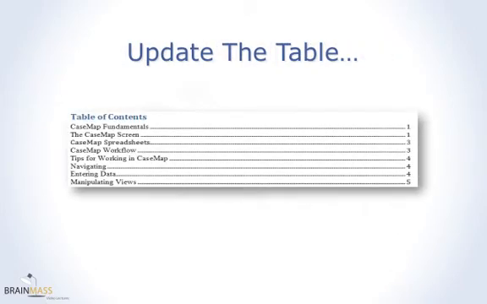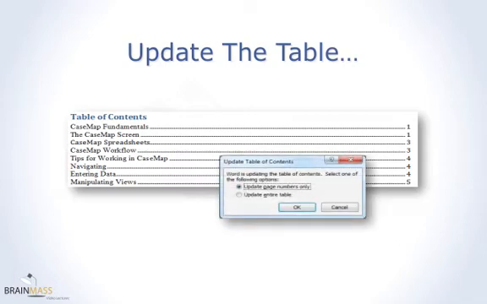In order to update the table, you'll want to locate it at the top of your document. Keep in mind that when you insert it, it inserts it exactly where the cursor is blinking. So typically this is on the first or second page of your document. Once I've located my table of contents, I can right-click on it and I can choose Update Field, and I'll be presented with this Update Table of Contents dialog box.